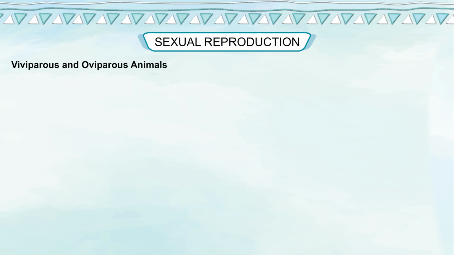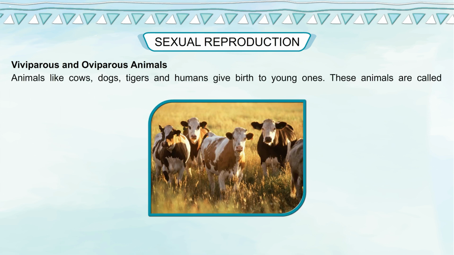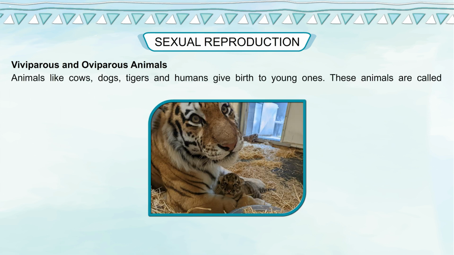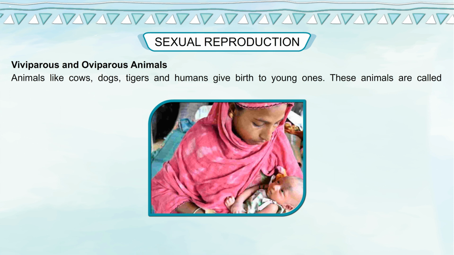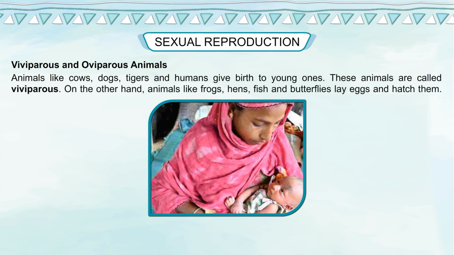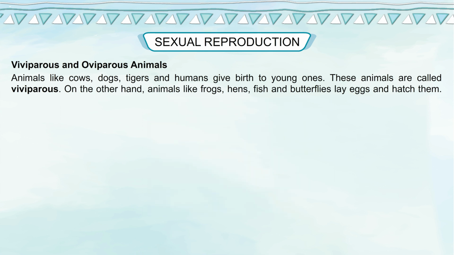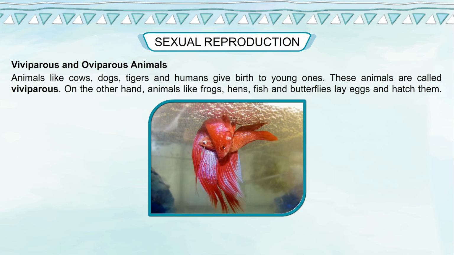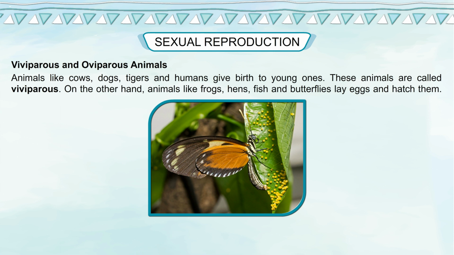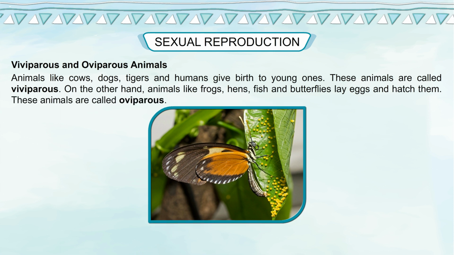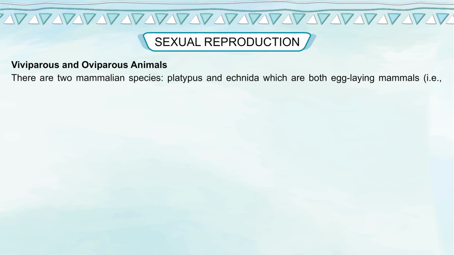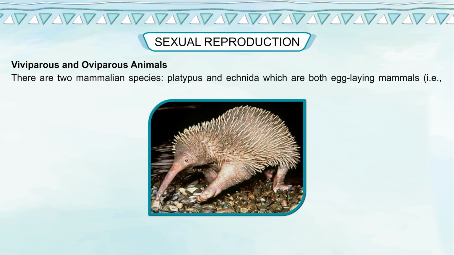Viviparas and Oviparas animals. Animals like cows, dogs, tigers, and humans give birth to young ones. These animals are called viviparas. On the other hand, animals like frogs, hens, fish, and butterflies lay eggs and hatch them. These animals are called oviparas. There are 2 mammalian species, platypus and echidna, which are both egg-laying mammals.